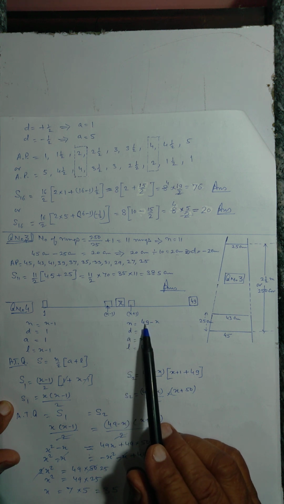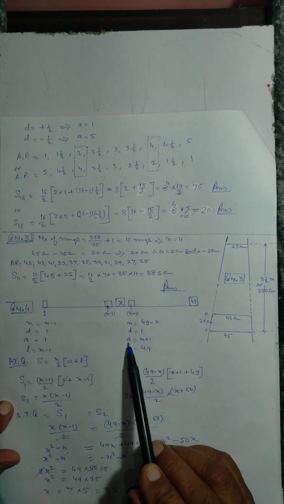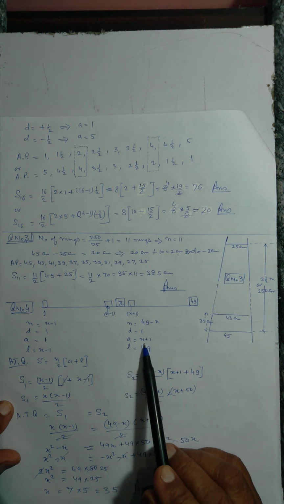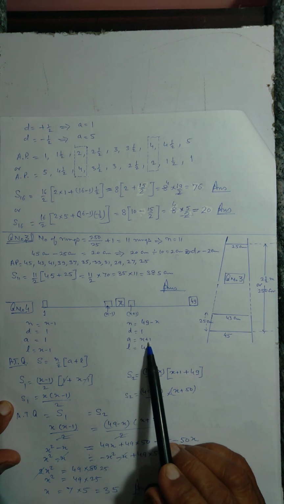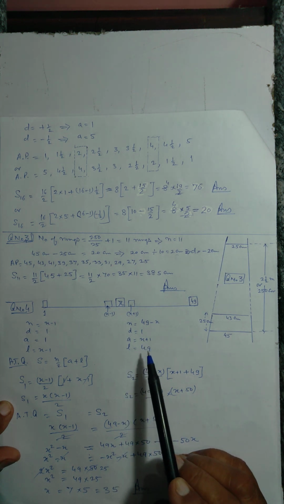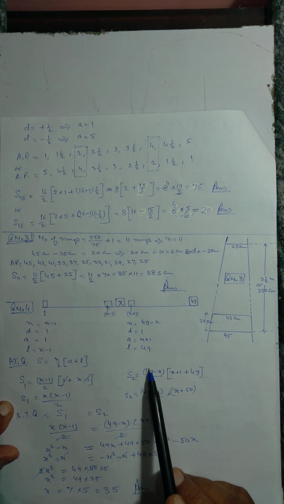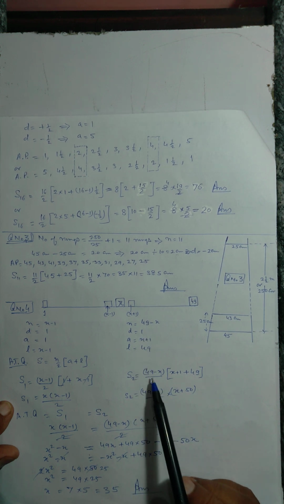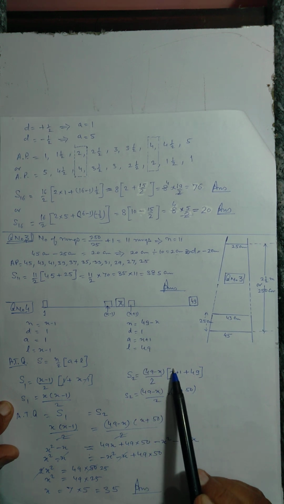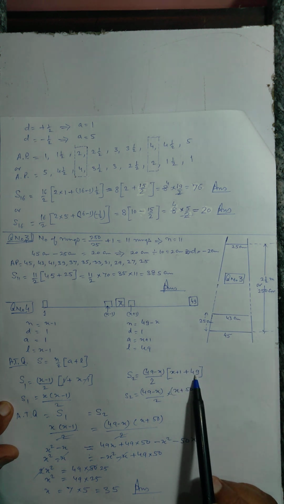So this will be n, that is 49 minus x. Common difference is 1. Your first term will be x plus 1 and last term will be 49. So here the summation of these numbers of houses will be equal to n by 2, means (49 minus x) by 2, inside the bracket your first term, that is x plus 1, and your last term, that is 49.